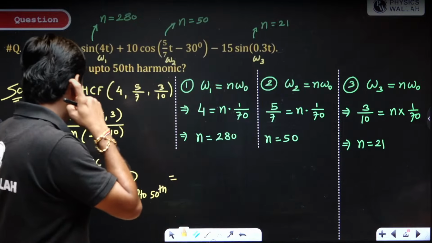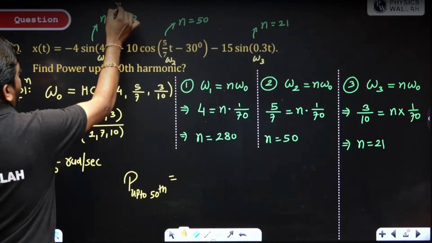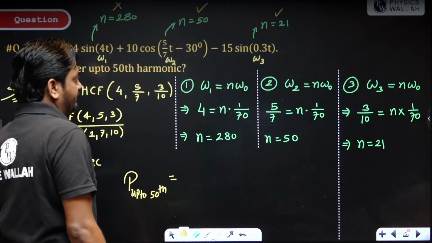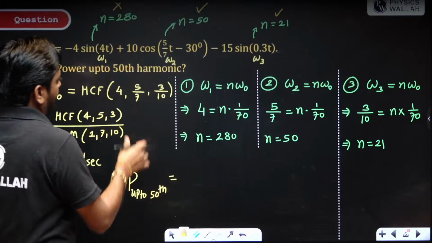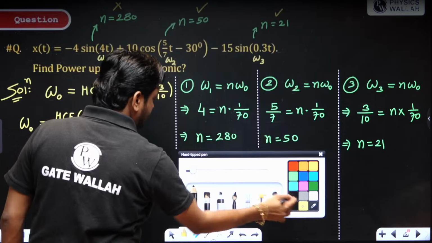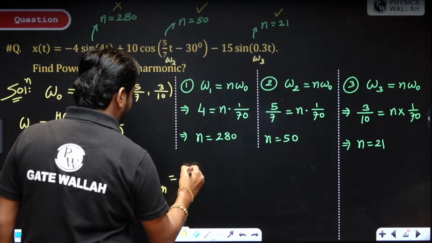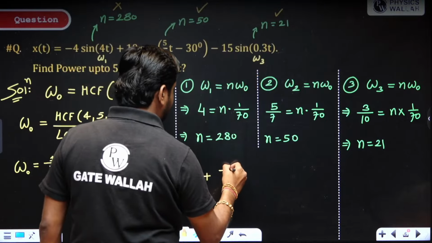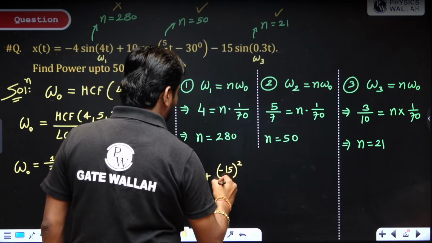So up to the 50th harmonic, this will not come into the picture. This will, we have to consider this and this. Now the frequencies are different, so the total power is the summation of the individual signal powers. What is the power for this? Peak value square divided by 2, plus what is the power for this? Peak value square divided by 2.